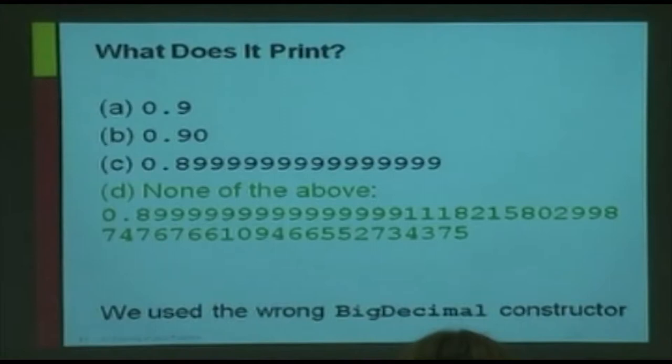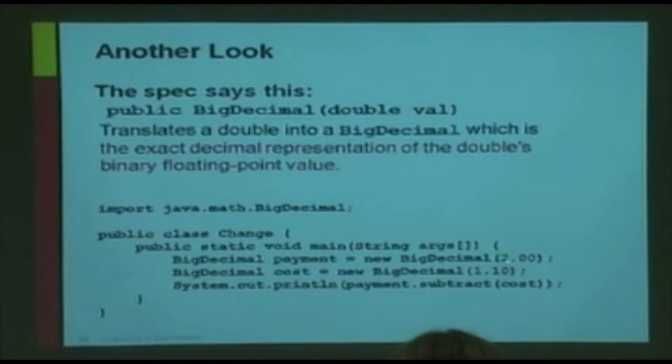See, the problem is, I'm passing a double into the BigDecimal constructor. That's not something you should do very often. And when you do that, yes, right. This is what the spec says. The spec says, for that constructor, new BigDecimal of double, translates a double into a BigDecimal, which is the exact decimal representation of the double's binary floating point value. Well, we know that the double, 1.10, is not actually equal to 1.1. In doubles, you have so many digits of precision. There's 64 bits in a double.